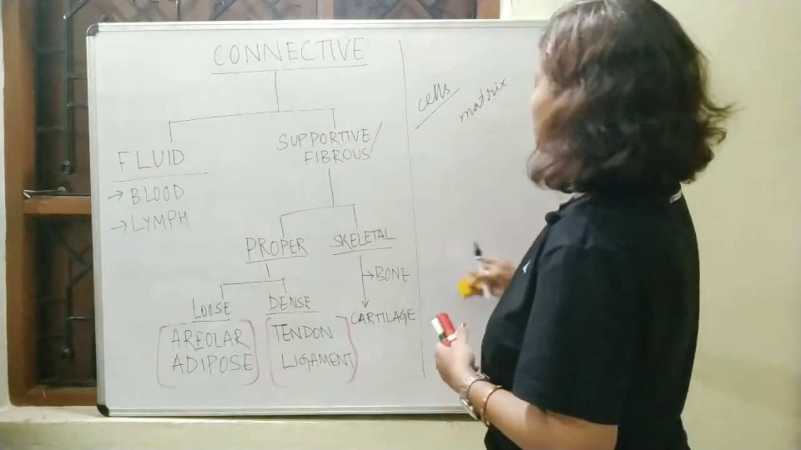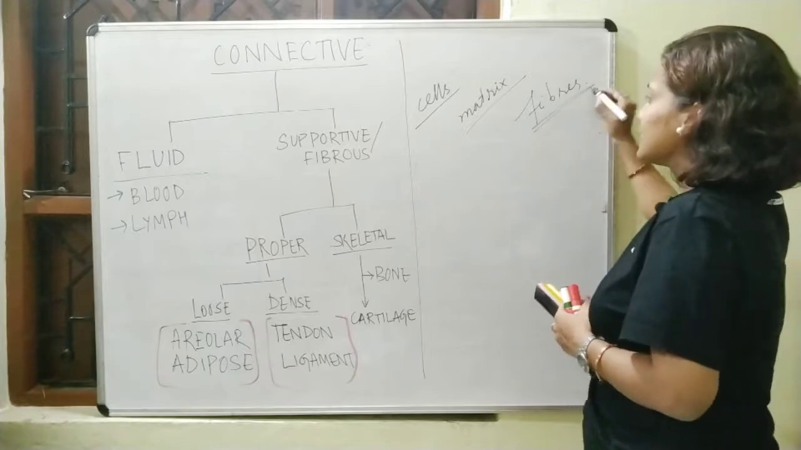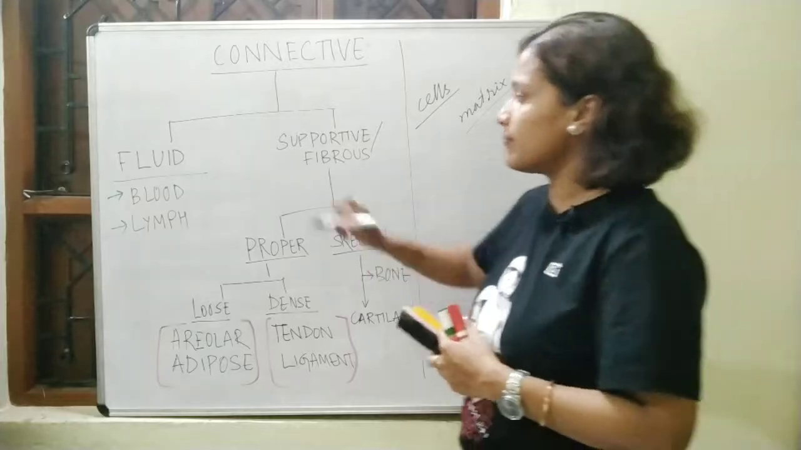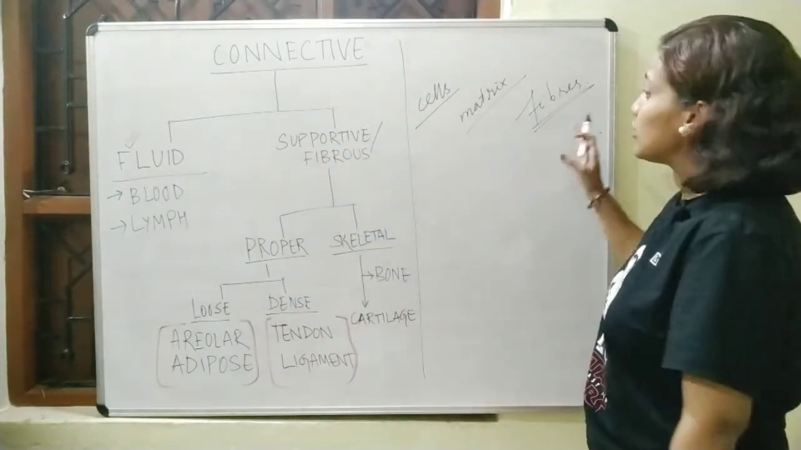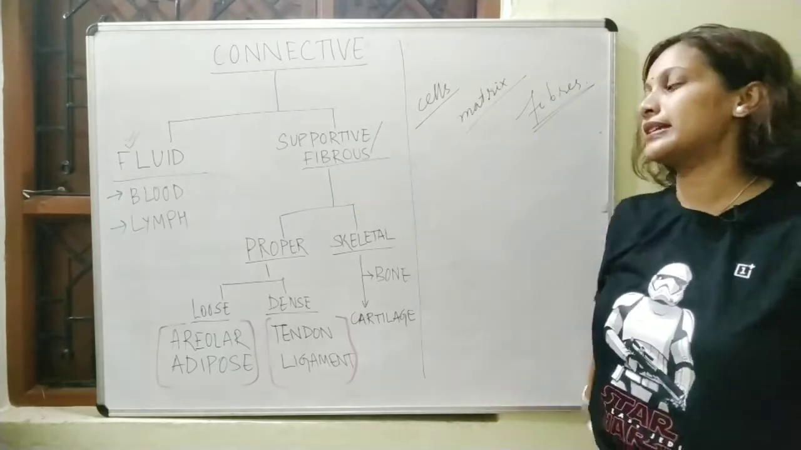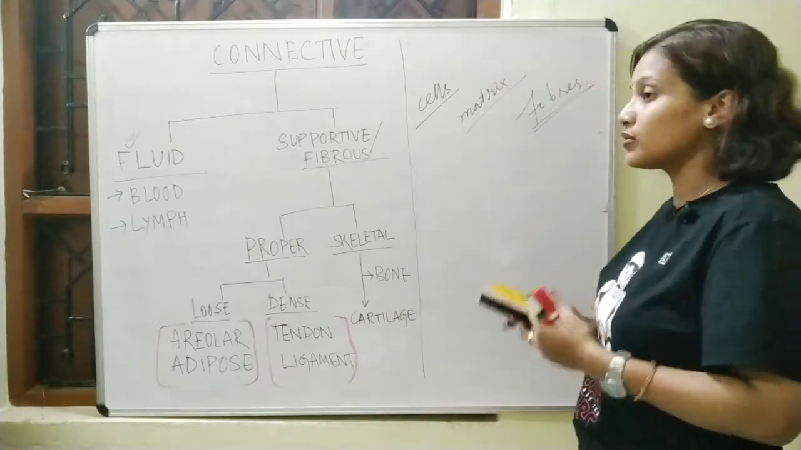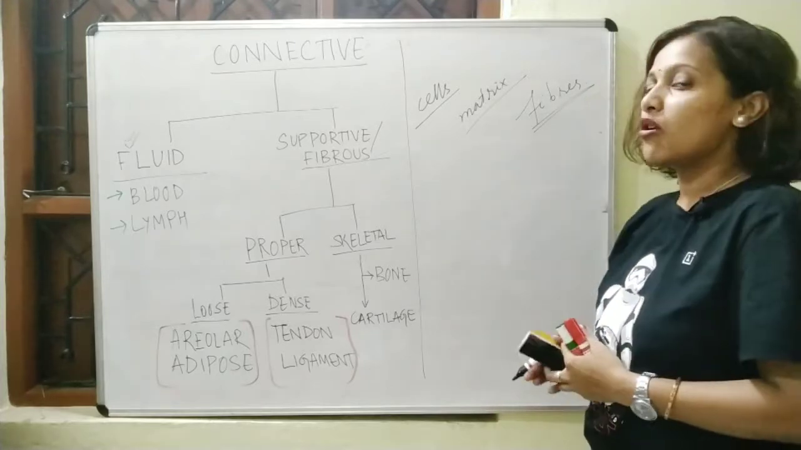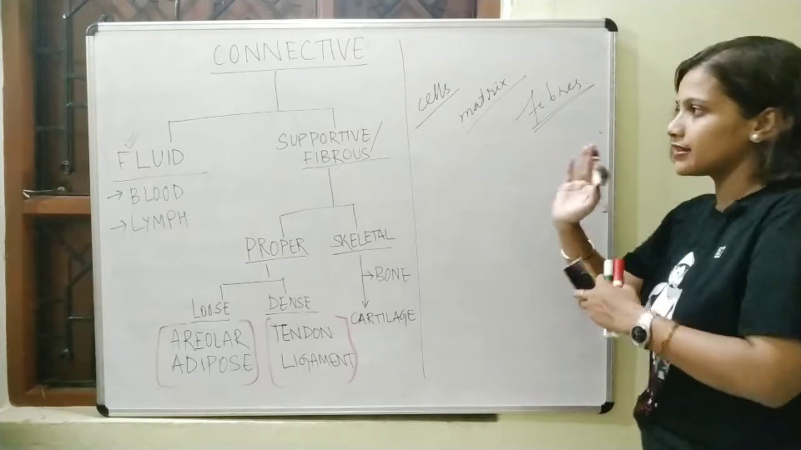And apart from this matrix, what else do you have? You have fibers. We had discussed that these fibers will not be present in your fluid connective tissue. So where will you find them? Straight here, that is the supportive or the fibrous connective tissue, where you have a lot of fiber associated elements, and they help to build a strong connection or strong support in order to keep the things or the organs in place. So I hope this basic difference is clear.